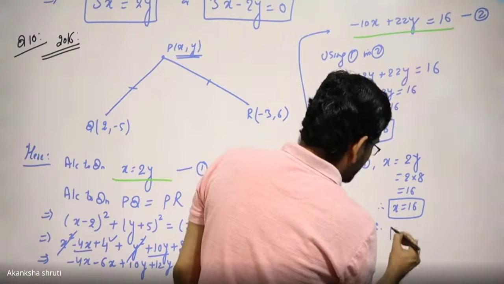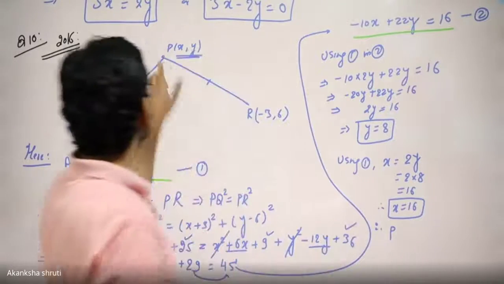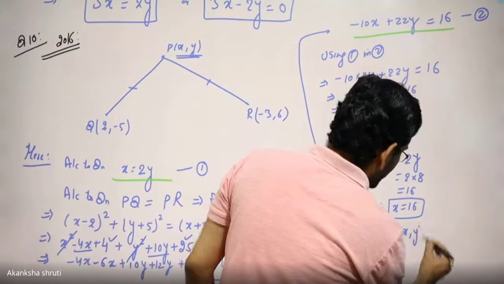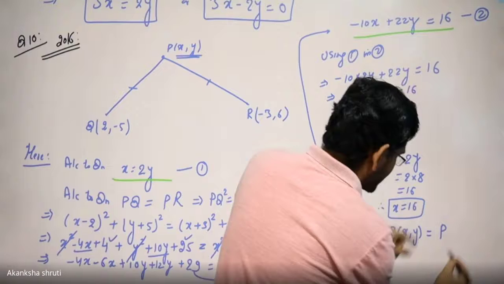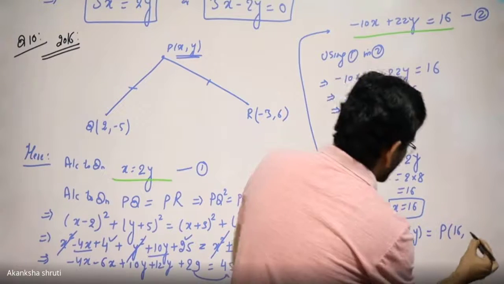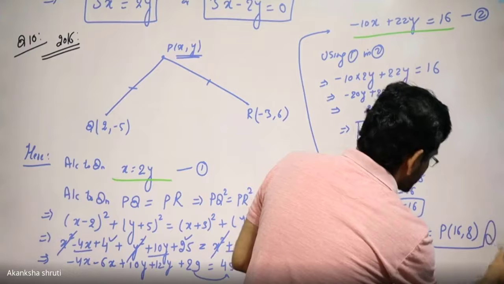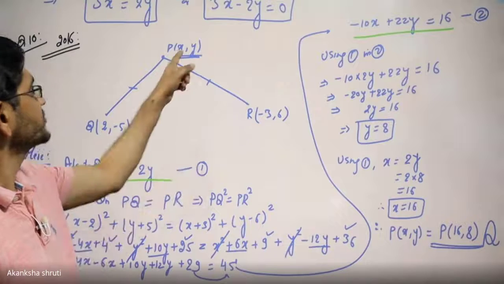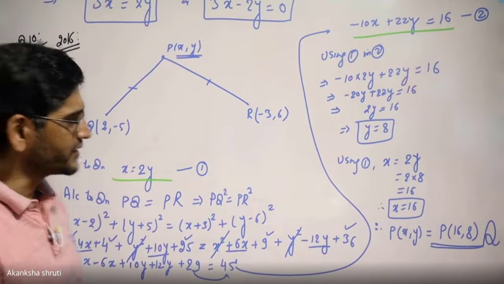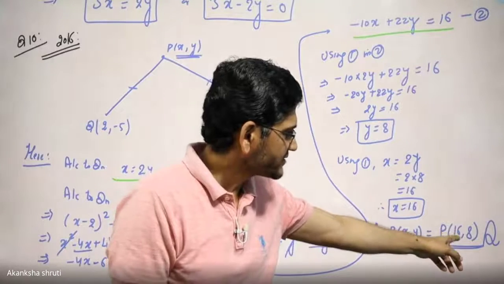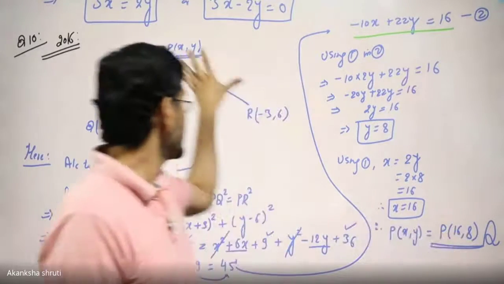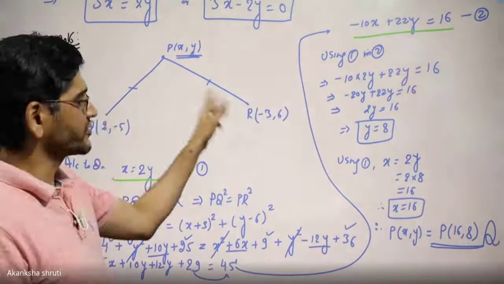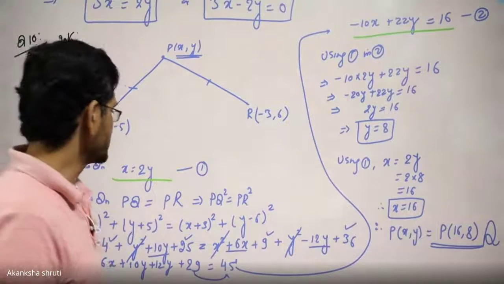Therefore, the point P, this is not the final answer. We have to find this point P. So point P (x, y), we have to collect it. X has to be written first, so 16, and y has to be written next, 8. This is the answer. Okay, students? This way, the coordinates of point P are calculated and the condition is satisfied. We are getting x is twice y, and even on calculating the distance of P from Q and R, you will get both equal. So this is the required answer.